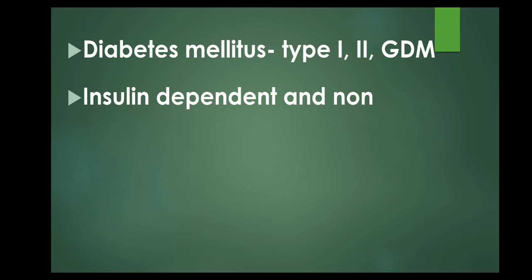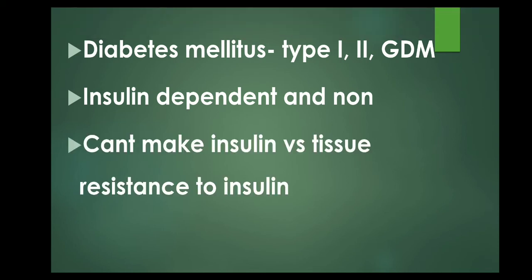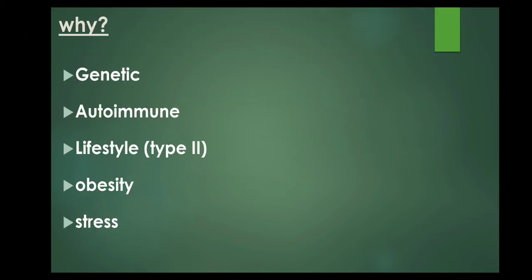But for type 1 diabetes, you need lifelong replacement with insulin. So that is what you should basically know. You can say insulin dependent means can't make insulin or insufficient insulin, versus tissue resistant to insulin. These are the two problems that can happen in diabetes mellitus. Then, why is this happening? In type 1, it can be genetic or autoimmune, related to some virus. Or it can be lifestyle related, which is mainly type 2. What kind of lifestyle? Obese patients, too much stress, sedentary life, or the diet pattern can be the main reasons for type 2 diabetes mellitus.